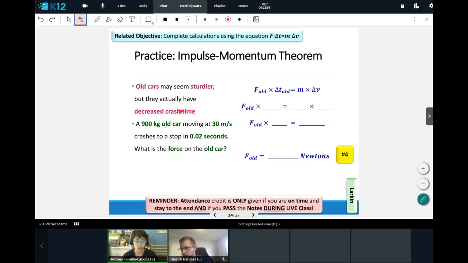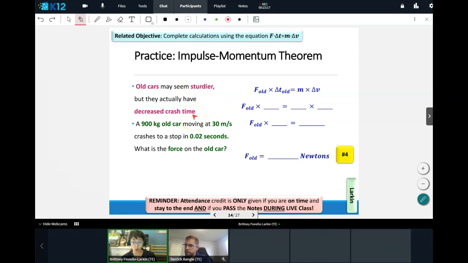Because they're so sturdy, as soon as you are in a crash, you immediately feel the impact, because that impact gets transferred to you. Your car just bounces off of what it's crashing into instead of crumpling. So even though they seem sturdier, they actually have less of a crash time.